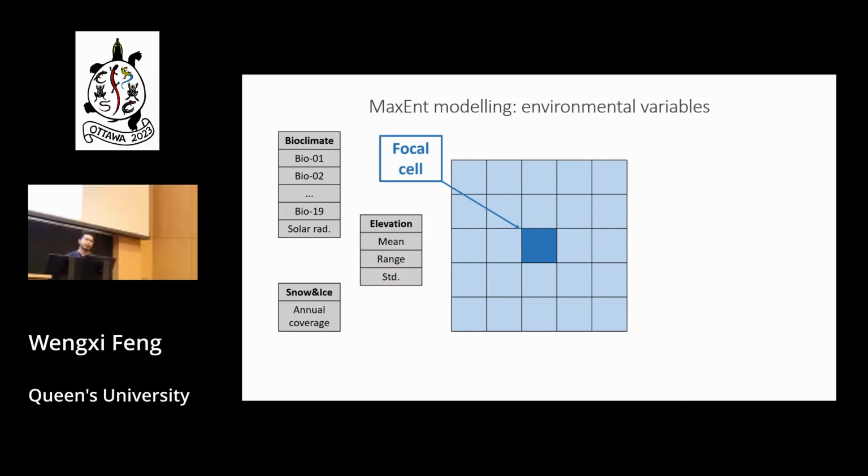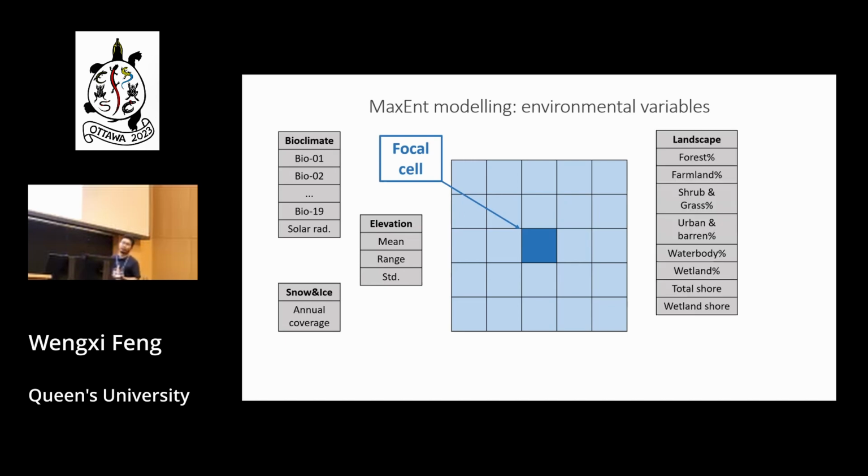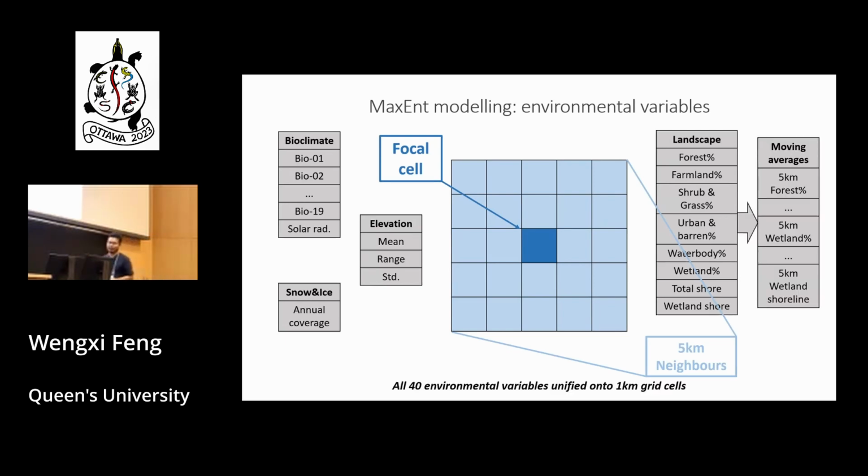Then we have elevation, because this turtle is small and its capacity of movement is limited compared to other turtles, so we consider elevational variables. Then, of course, we count a lot of landscape features, including the percentage of forest, percentage of water, and percentage of shoreline, that is the littoral zone of a lake. With these landscape variables, we consider a 5 kilometer neighborhood that describes the neighboring environments. So we have another 8 variables. Altogether, we have 40 environmental variables that we unified into 1 kilometer grid cells.